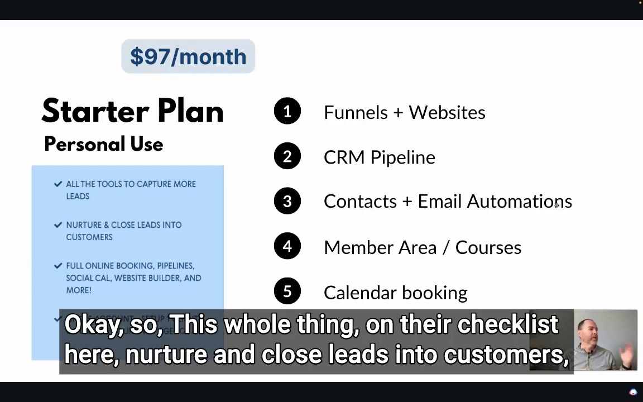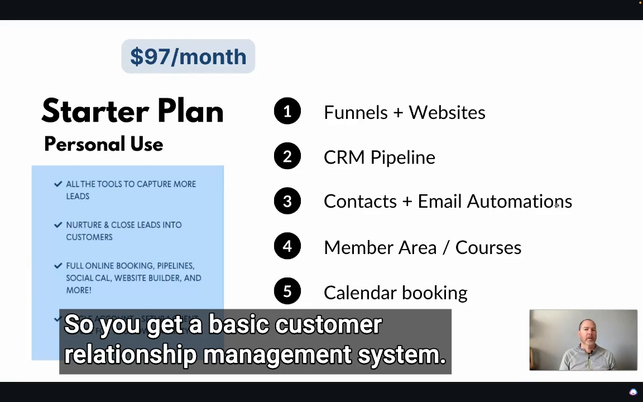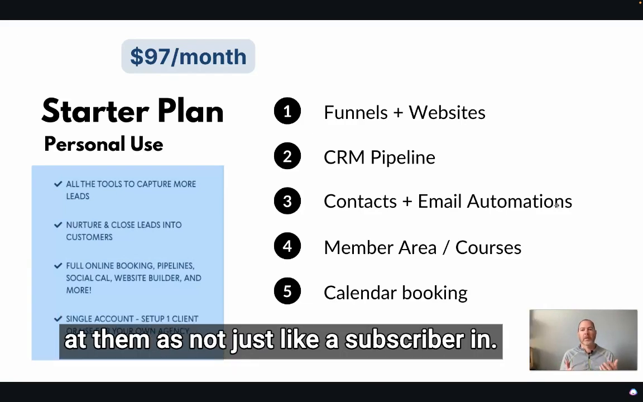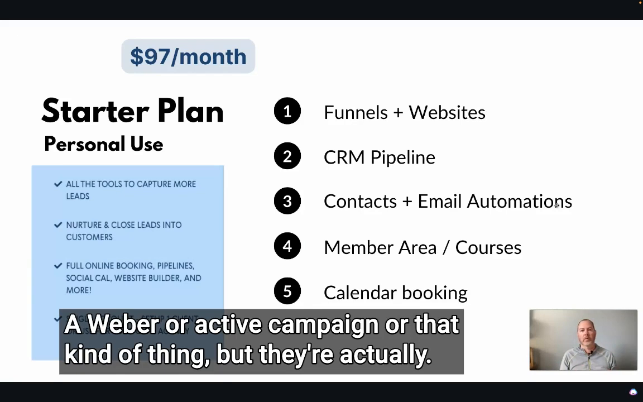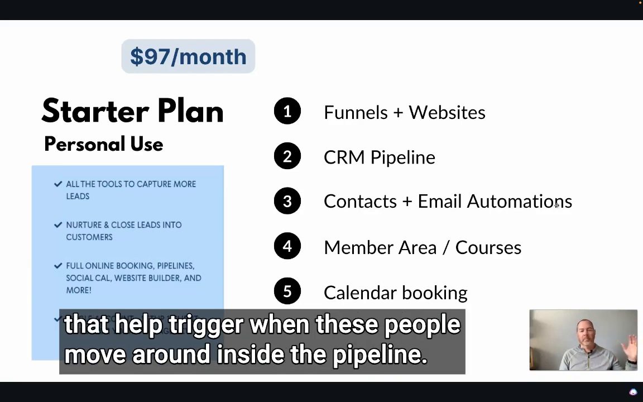Okay, so this whole thing on their checklist here, nurture and close leads into customers, that relates to something that's also on the list, which is pipelines. So you get a basic customer relationship management system, and what's cool about it is that it's built in. Your leads go in and you're able to get them as not just a subscriber in your Aweber or ActiveCampaign or that kind of thing, but they're actually set up as a person inside of the system, and then you can set up automations that help trigger when these people move around inside the pipeline.